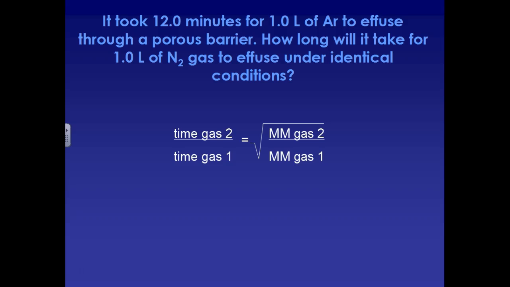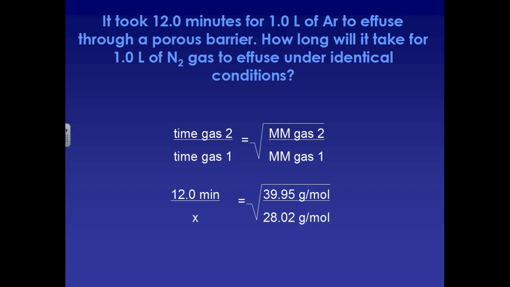We're wanting to find the time for nitrogen, but we can find the molar masses of both nitrogen and argon by looking at our periodic table. You could have flipped it and had argon be gas 1 and nitrogen gas 2. Whatever you do, just make sure you're consistent with your molar masses. So since 12 minutes went with argon, and that's being gas 2, the molar mass of argon needs to be in the numerator under the square root sign, and the molar mass of nitrogen, 28.02, needs to be in the denominator under the square root sign.